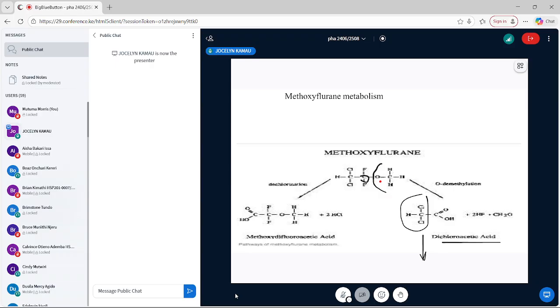There is O-demethylation, that group going, but there is also dehalogenation happening at the same time. So it's undergoing O-demethylation coupled with other metabolic processes, because you can see you do the O-demethylation, which is that one, you're removing the methoxy group, but at the same time, there is another compound that goes through oxidation or defluorination to give us dichloroacetic acid and hydrogen fluoride.